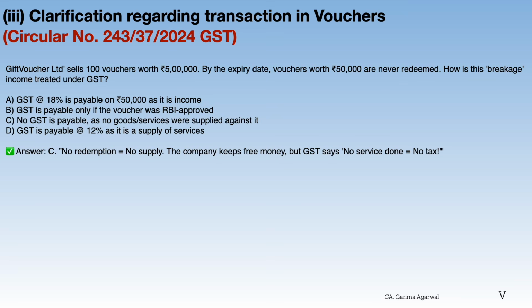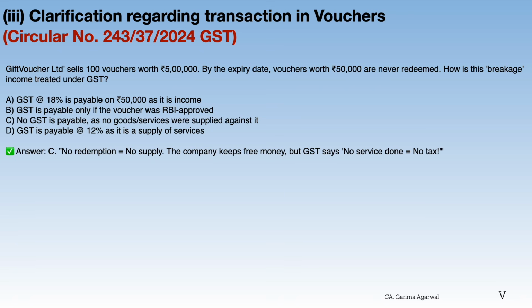Another example. Gift Voucher Limited sells 100 vouchers worth 5 lakh rupees. By the expiry date, vouchers worth 50,000 are never redeemed. How is this breakage income treated under GST? A. GST at 18% is payable on 50,000 as it is income. B. GST is payable only if the voucher was RBI approved. C. No GST is payable as no goods or services were supplied against it. D. GST is payable at 12% as it is a supply of services.